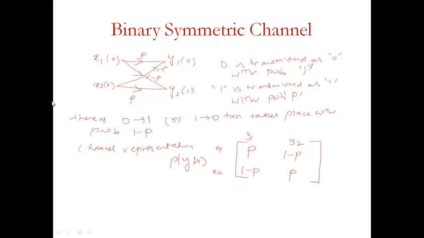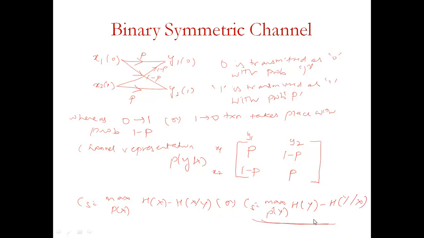Next we are ready to find the channel capacity, which I have already defined. Either we can use C equal to maximum over p of x of h of x minus h of x given y, or in other words C can be written as maximum over p of y of h of y minus h of y given x. Here we are going to use the second formula. Why? Because here we have p of y given x symmetric. You can see every row of p of y given x is the same.